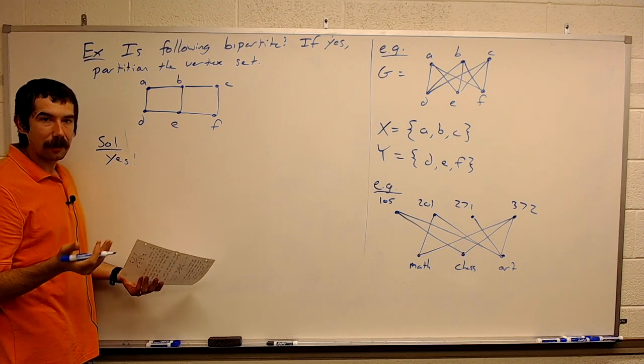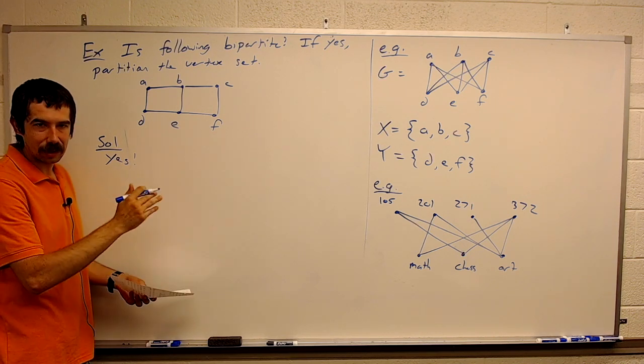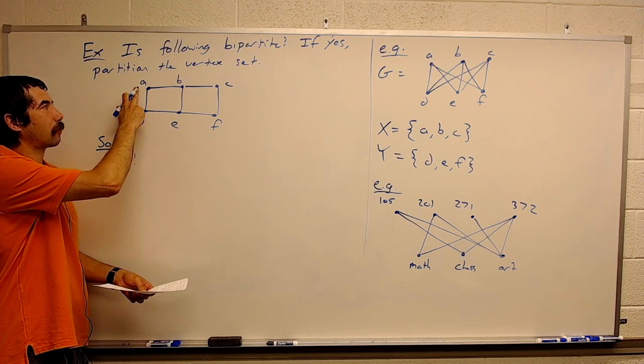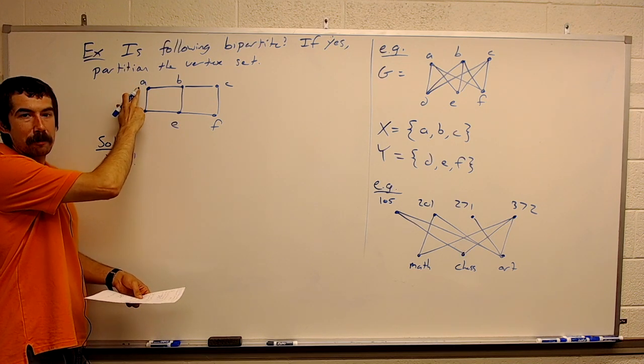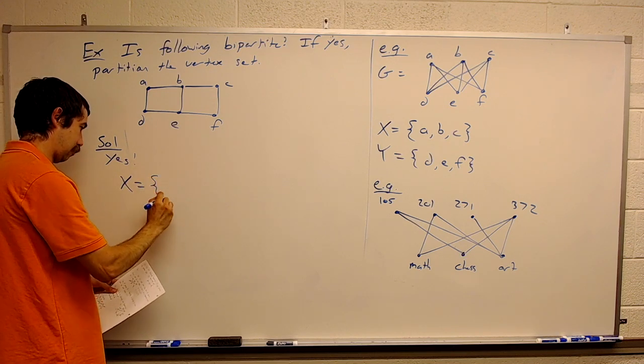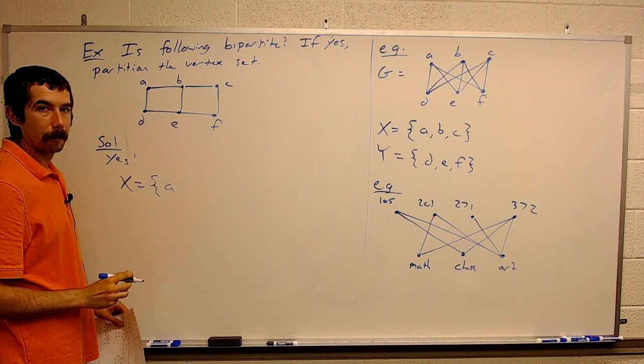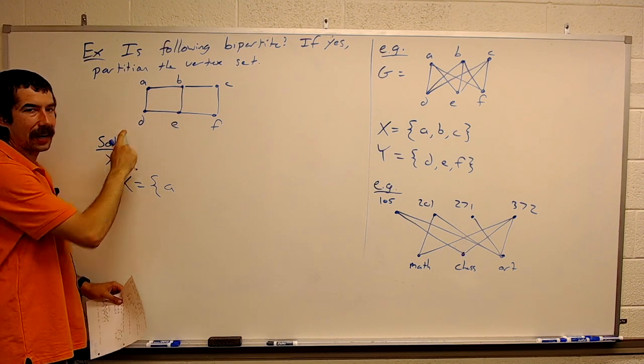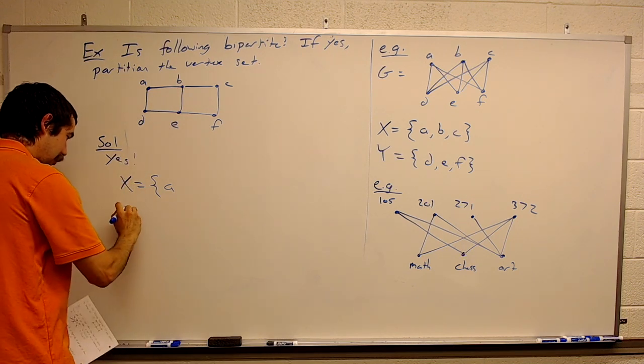Well, the way we could check is just literally trying to separate the vertices. So let's put A in the X set. All right, that means B and D have to both be in the Y set.